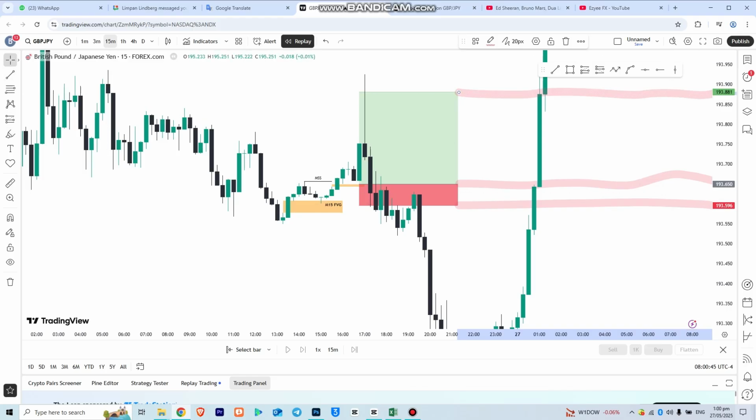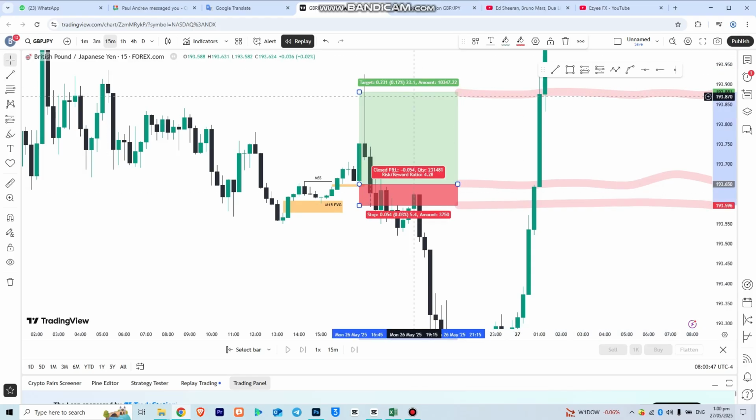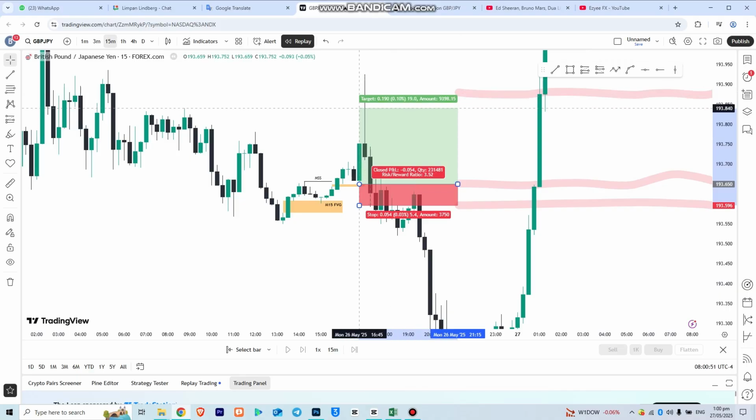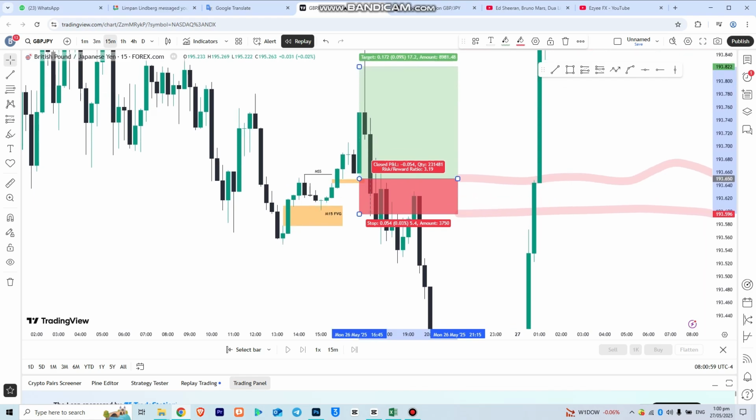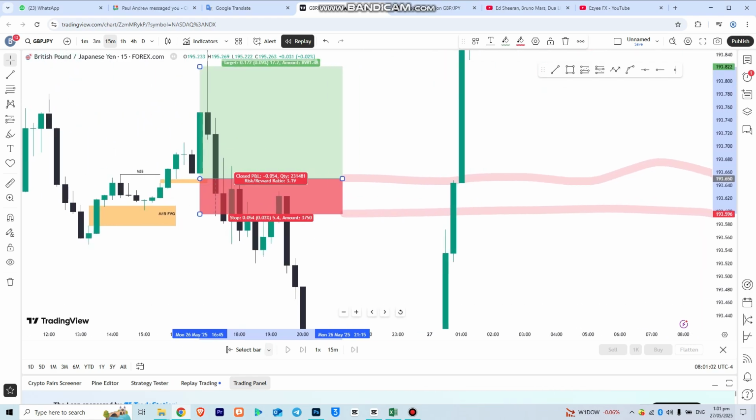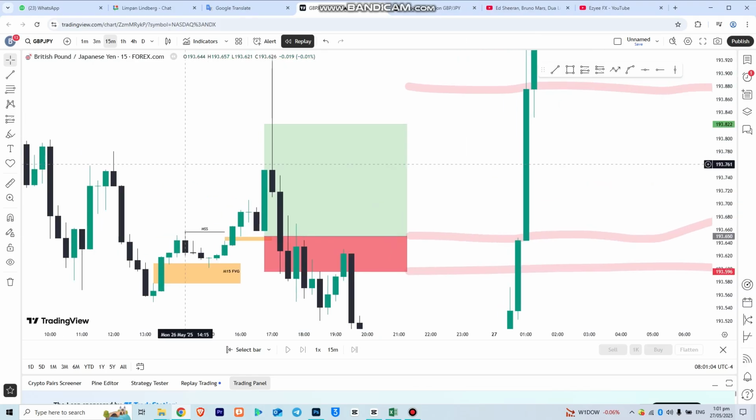I was targeting 1:3, risking $100 to make $300, which would already have been $150 as a profit on my 10K account. Assuming the trade goes well, I would have passed the challenge. So this is what happened.